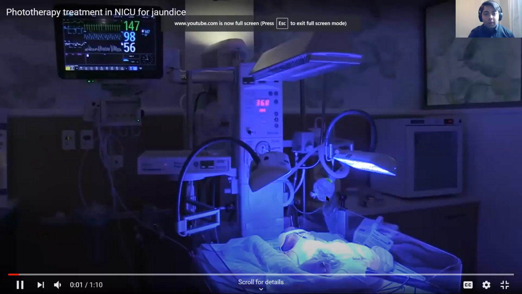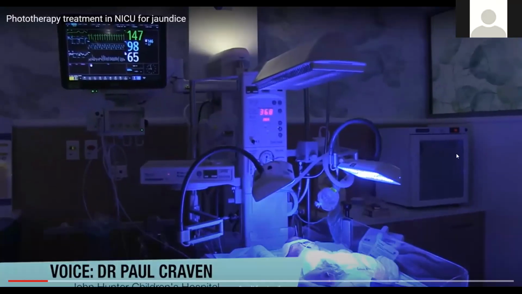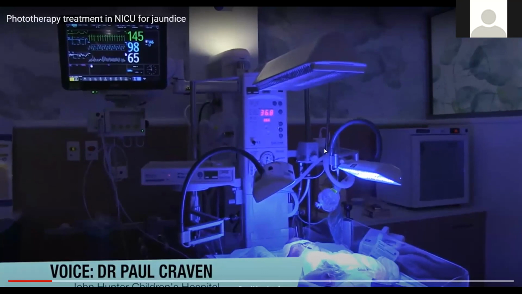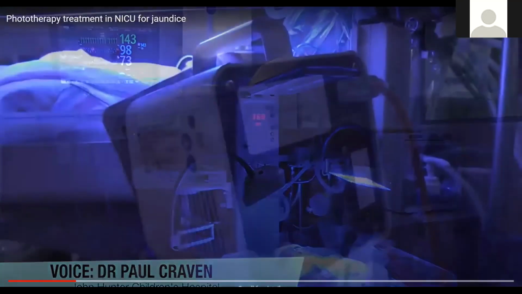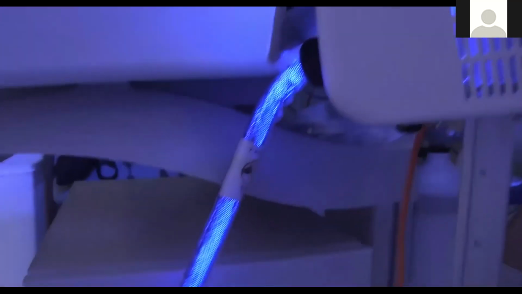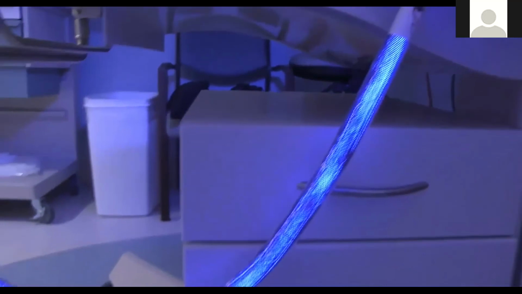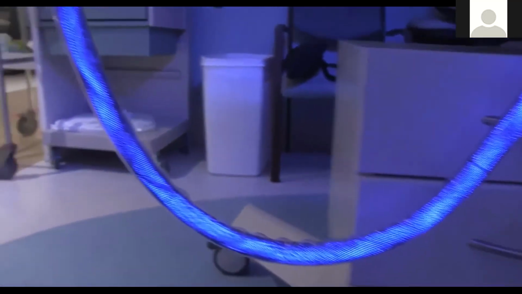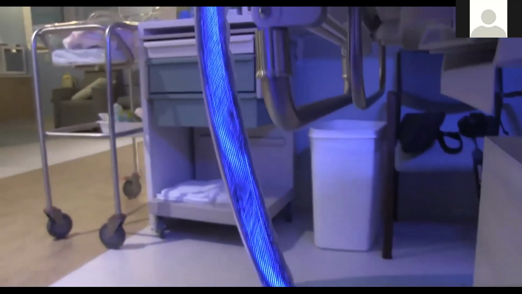Jaundice is a common condition in babies. It presents as a yellow discoloration of the skin. This yellow discoloration is a buildup of bilirubin. Some babies with high levels of bilirubin will require treatment. The most effective treatment for babies with jaundice is phototherapy.